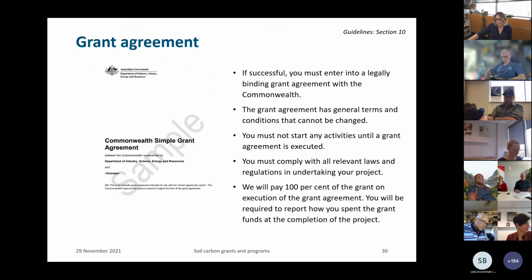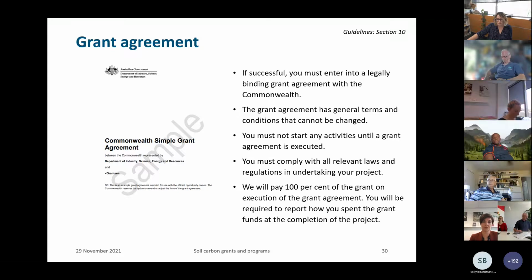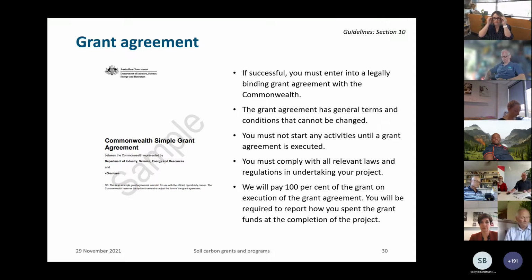Successful applications will enter into a legally binding agreement with the Commonwealth. A sample grant agreement is available on business.gov.au. The grant agreement has general terms and conditions that cannot be changed, and it will be executed before we can make any payments. We request that activities do not begin until the grant agreement is signed. 100% of the grant is paid on execution, and there will be reporting requirements on how you spend the funds at the completion of the project.